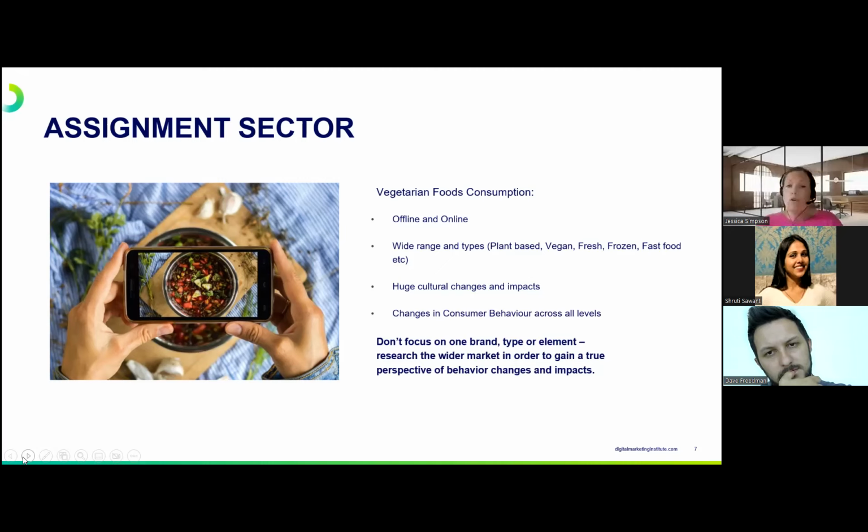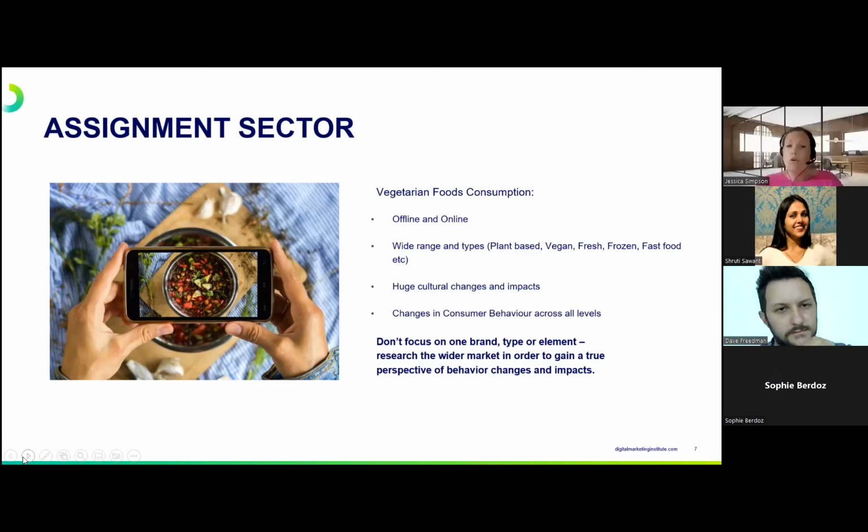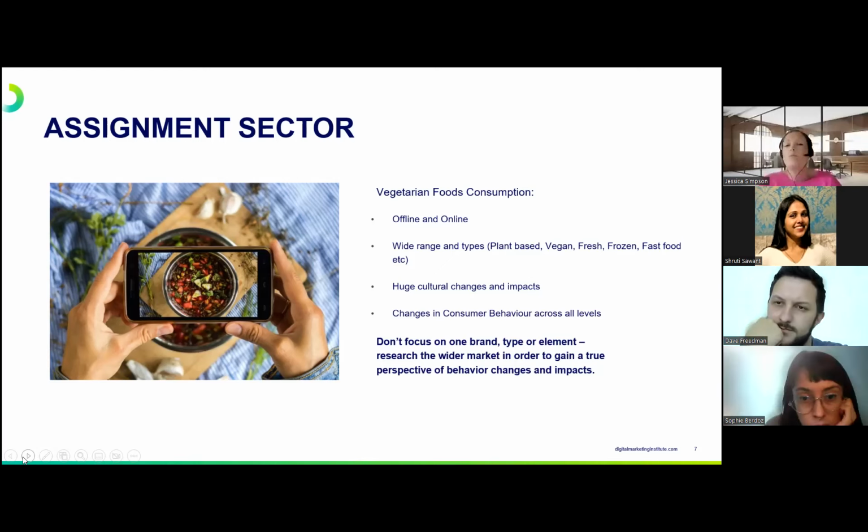So again, with this market particularly, there's very different behavior patterns from online to offline in terms of consumption. There's a wide range of types here as well. In terms of the range of products you have to look at, I do recommend that you focus on one. I don't mean one brand, I mean one segment area or range.